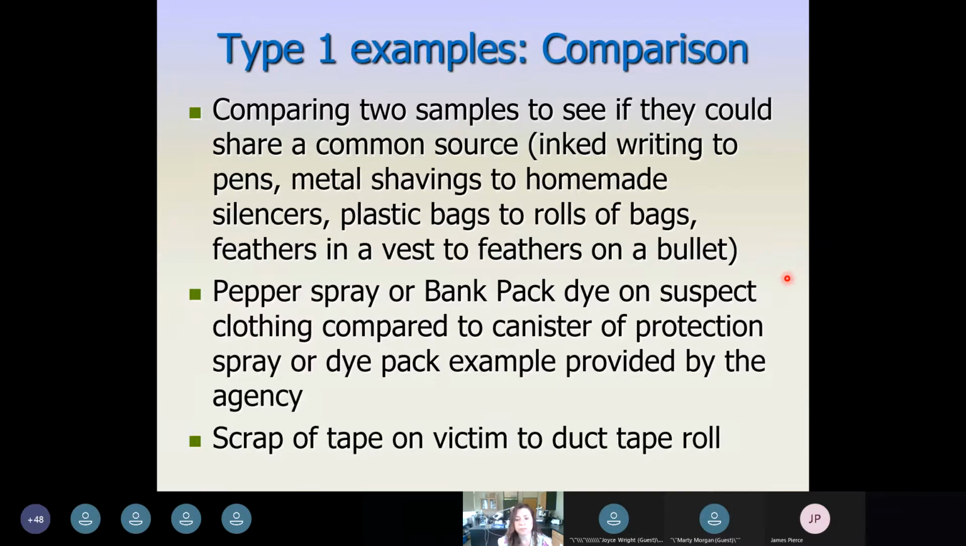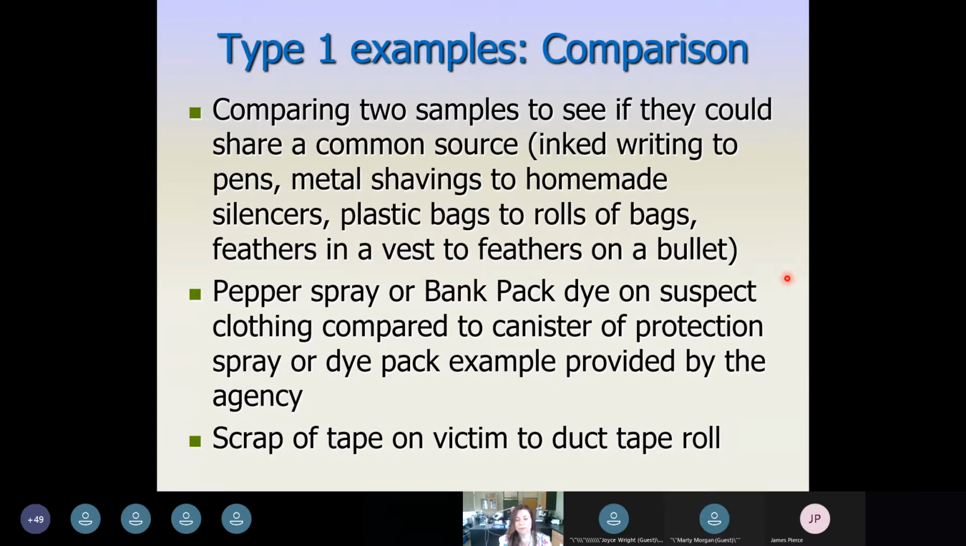The plastic bags to rolls of bags, that is again kind of going back to if we are not able to make a physical fit, but we can analyze the plastic in the roll of bags with the plastic that was maybe part of a scene and determine if they can be associated. And we also have had comparison cases involving feathers, where we were able to compare feathers that were found in a vest to feathers on a bullet.